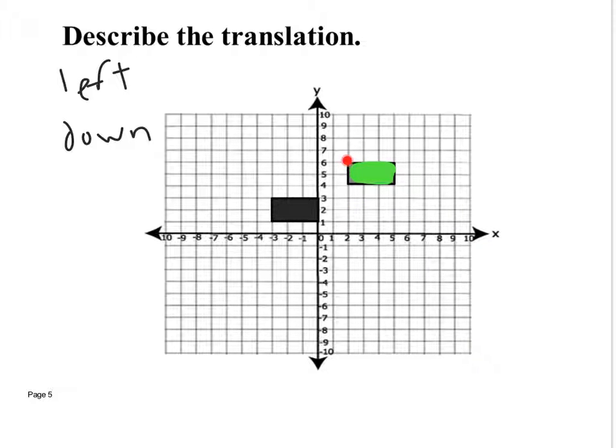Let's say this is A, it's on the 2 on the X. Now it's on -3. So that would be 5 spaces over. So it's being moved left 5. Then I look, A is here on the 6. A prime is here on the 3. So it's been moved down 3.